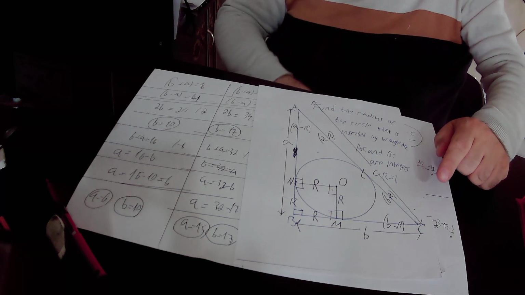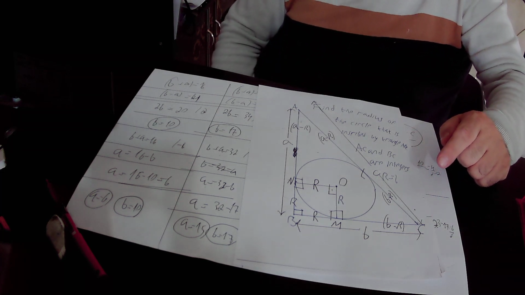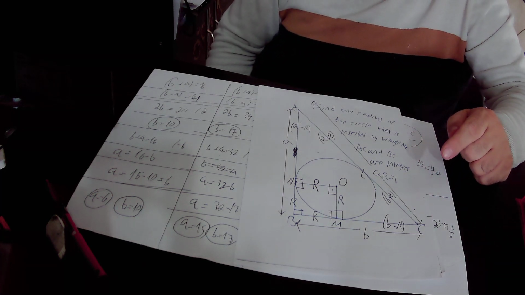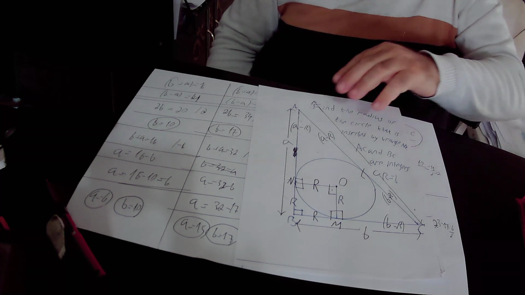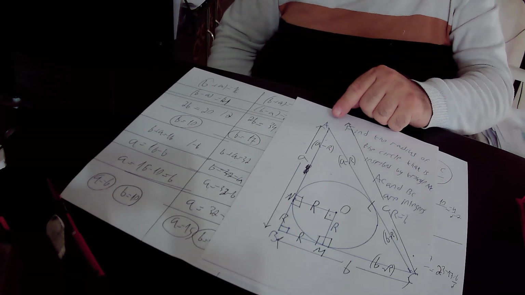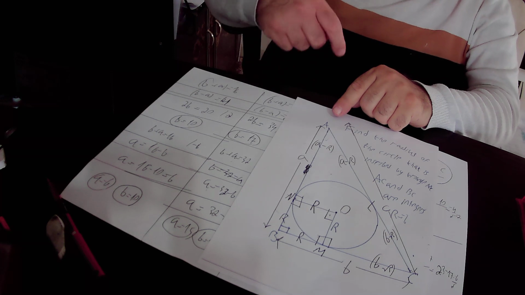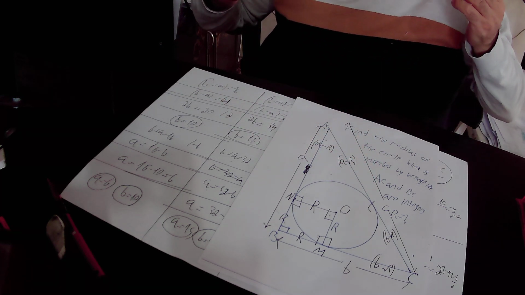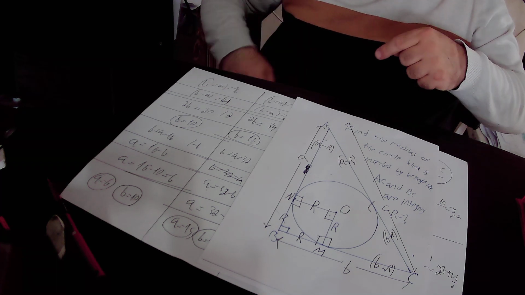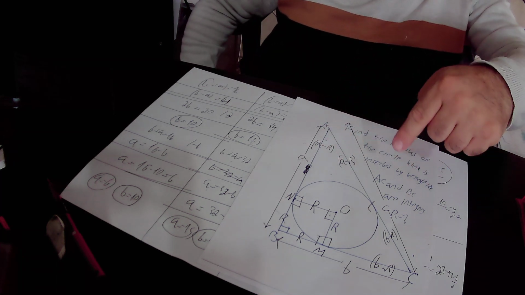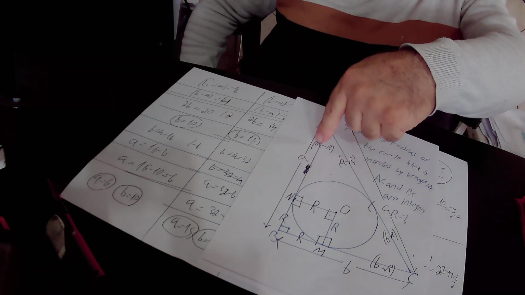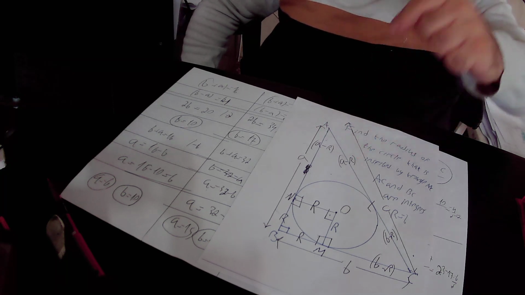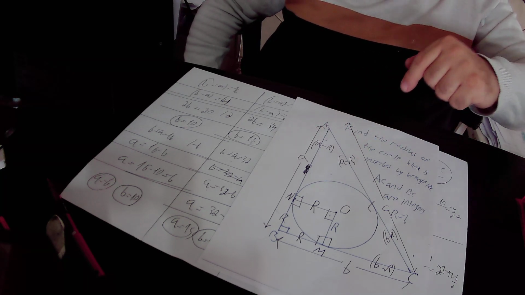Then I presented to you rule number 2, that the two tangents drawn to a circle from the same external point are equal. If we focus on the common start point, point A, we have two tangents to this circle, tangent AN and tangent AL. And according to rule number 2, they are equal to each other. That is to say, AN equals AL. But AN equals A minus R, therefore AL must also equal A minus R.